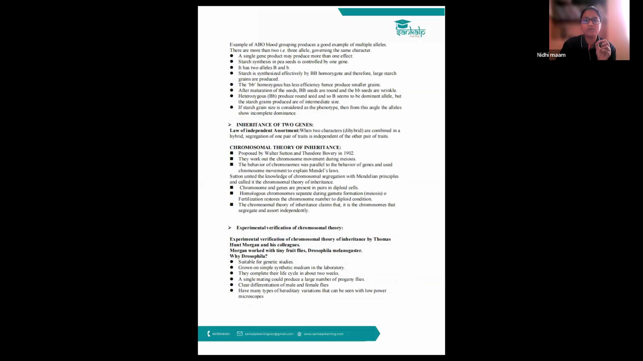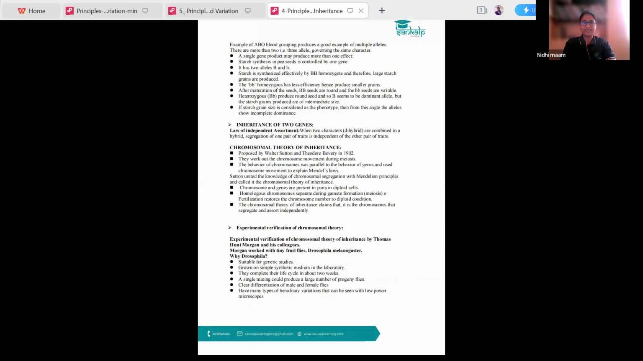There are more than two or three alleles governing the same character. So as I said before, more than two alleles control one character. Such alleles we will call multiple alleles. So the best example is the ABO blood group.